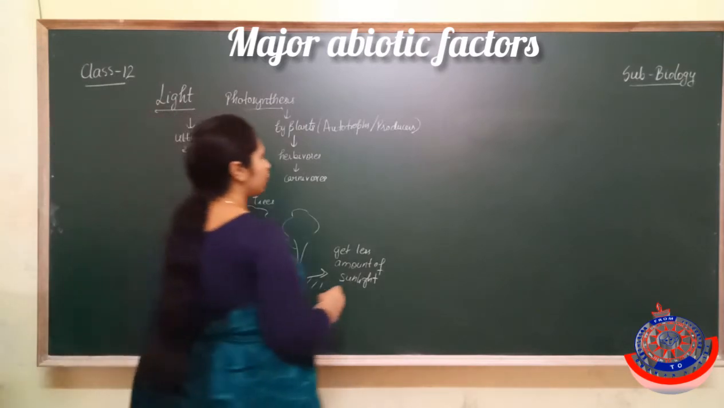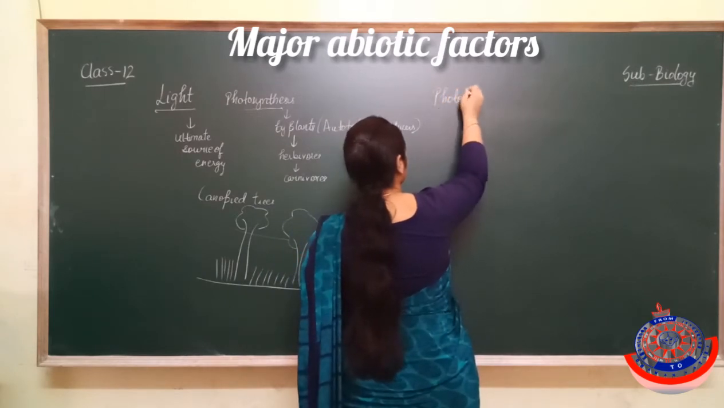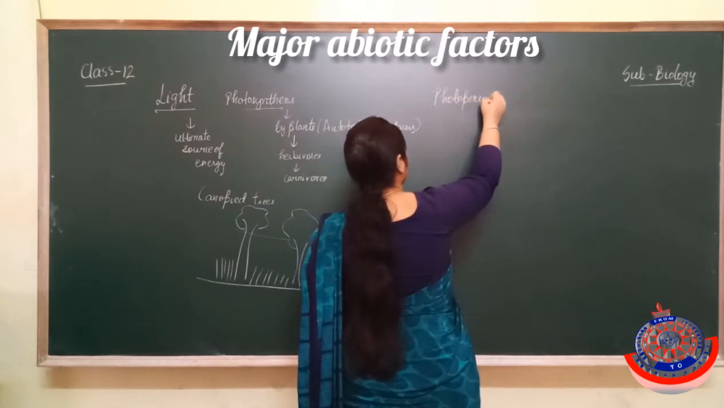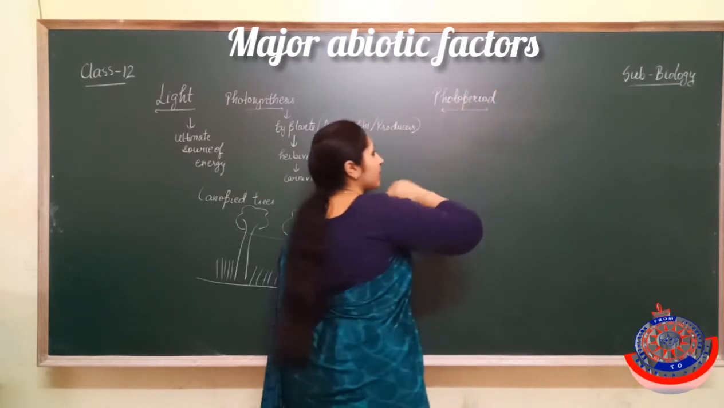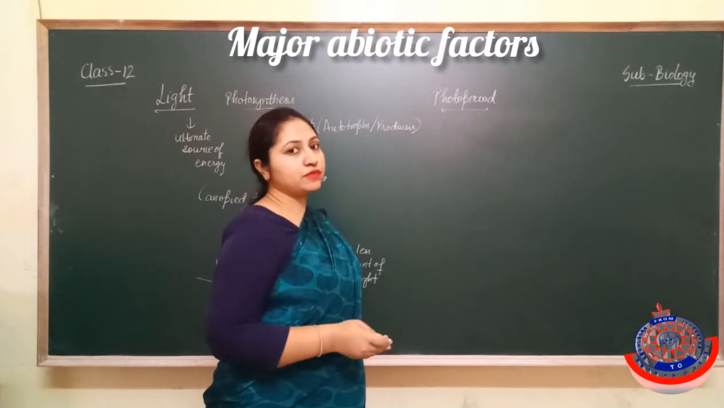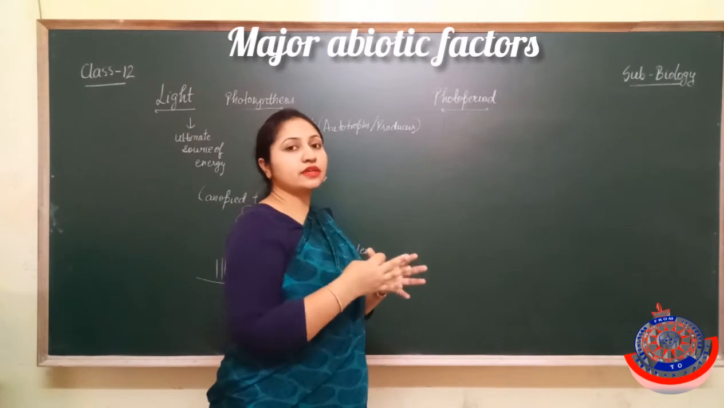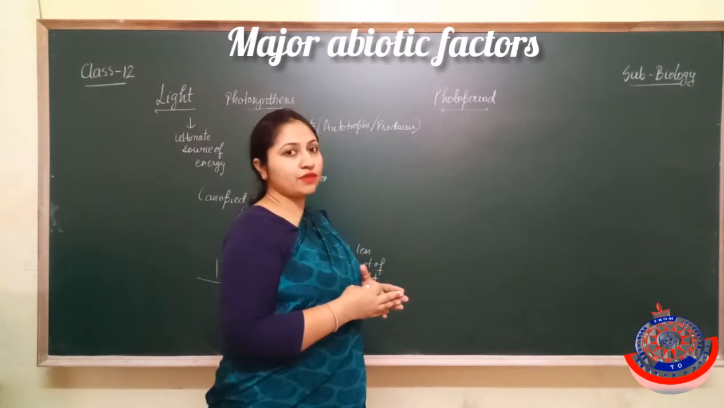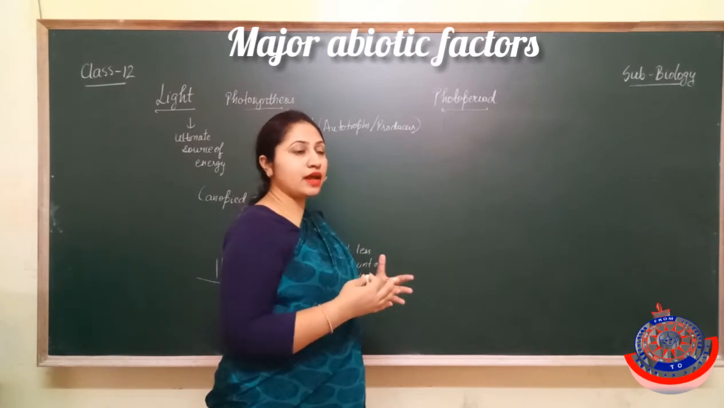Now next is photoperiod. Photoperiod means the amount of light that is required for the flowering of plants. Some flowers require a very short duration of light for flowering, some require more, and some require a large amount.